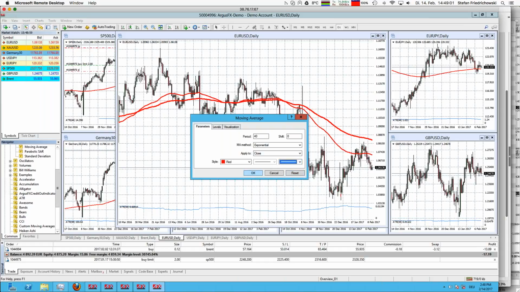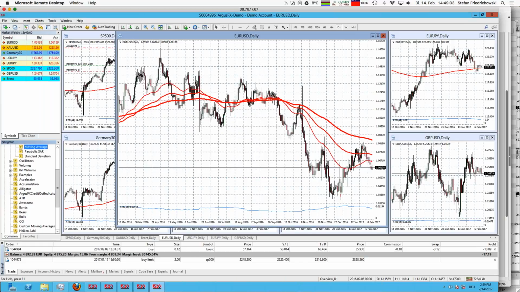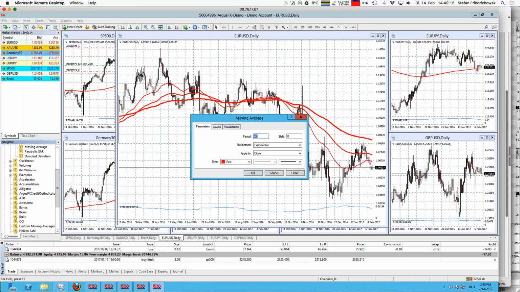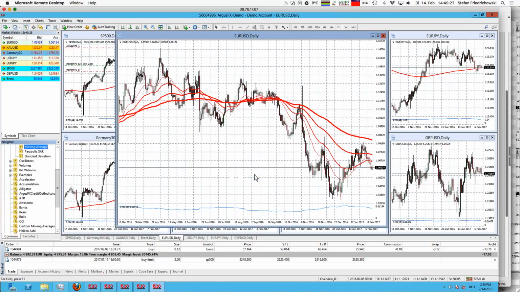Okay, this is done, and now the final one, that it has an EMA period of 20, and once again a little bit thinner. Good. Now we have it, and you can see already a little bit of what I mean with EMAs coming together.